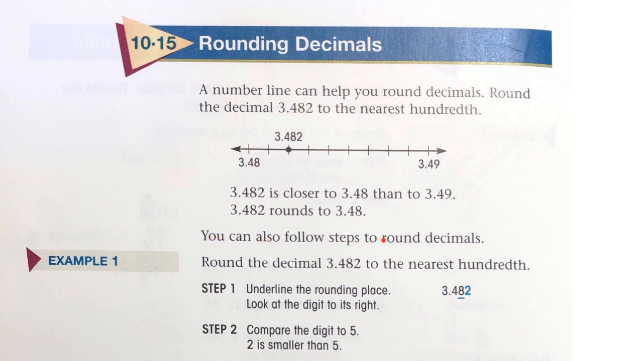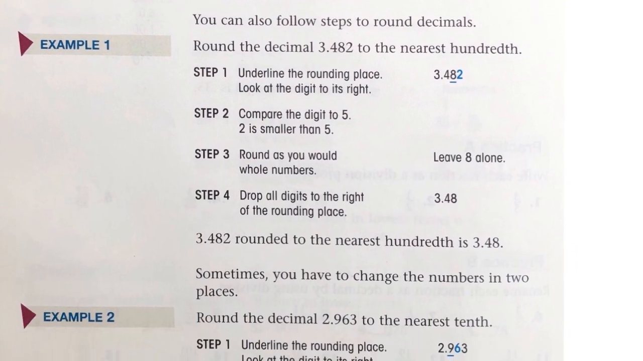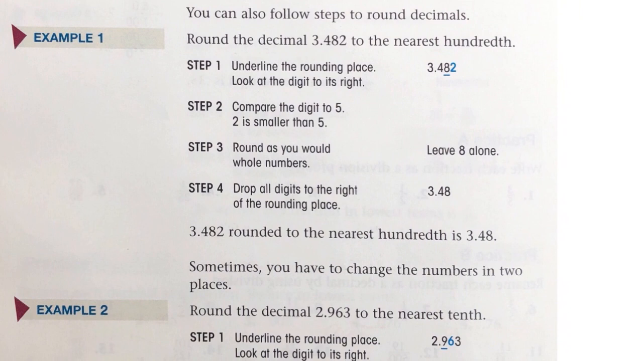So you can follow steps to round decimals. Let's round the decimal 3 and 482 thousandths to the nearest hundredth following these steps. Step 1, underline the rounding place. We're rounding to the hundredth, so underline the digit that is in the hundredth place. Remember, we've got tenths, hundredths, thousandths.